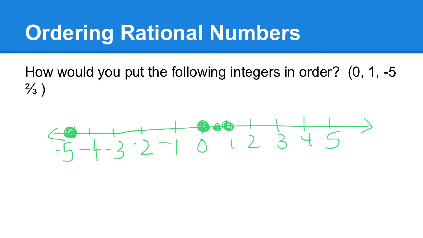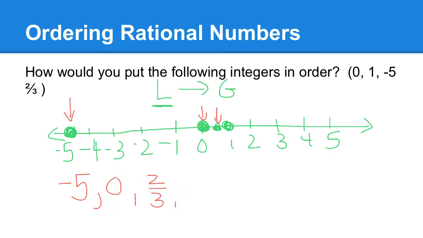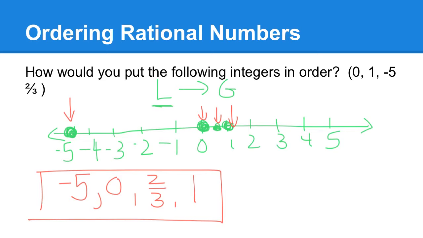And so I want to go least to greatest. You can think about this L maybe as left, because if I want to go least to greatest, I really want to go left to right. So I'm going to look at the first number here. That's my smallest one. And then the next one. And the next one. And the final one. So my numbers in order from smallest to greatest are negative 5, 0, 2/3, and 1.